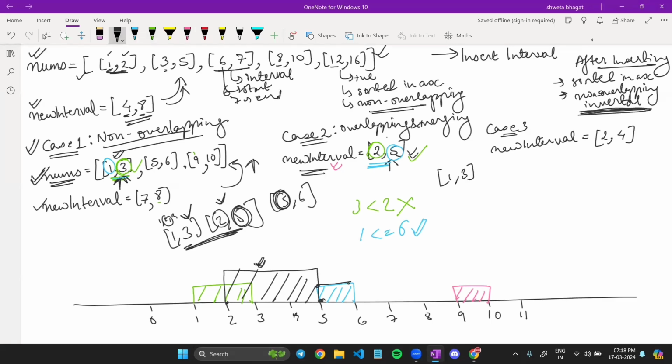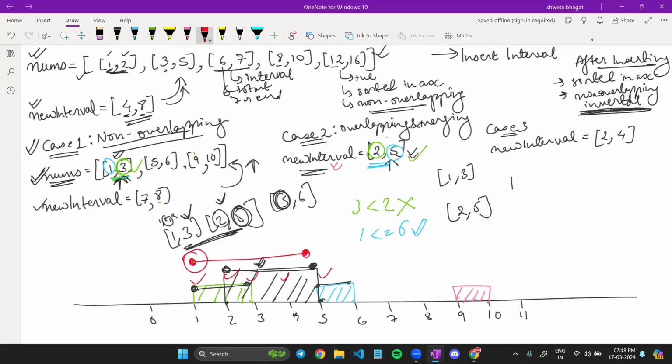So the first interval is 1, 3 and the new interval is 2, 5, correct? So what would be the start of the interval? Let me represent this. Here we have 1 to 3, correct? And here we have 2 to 5. So what would be our new interval? Our new interval would be from this 1 to 5, correct? Then only we are going to cover all these, that is 1, 2, 3, 4, 5. Then only we are going to cover all these, correct?